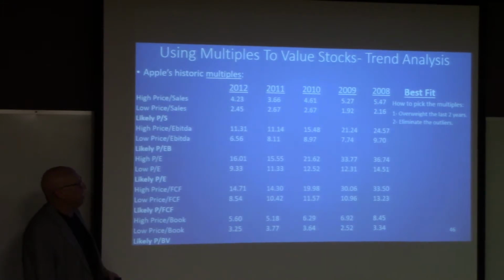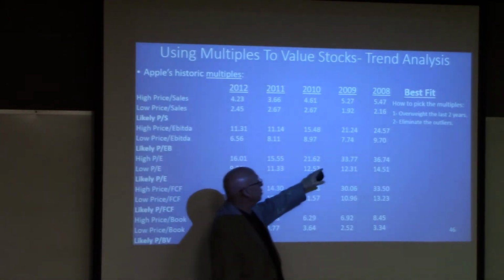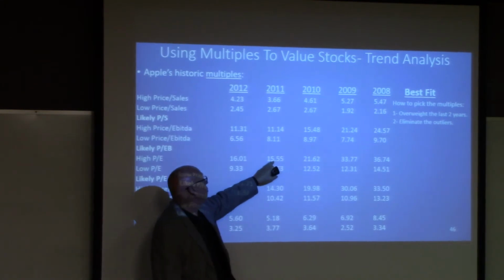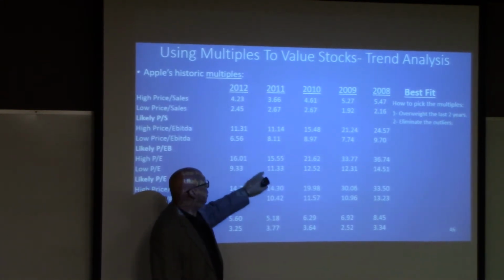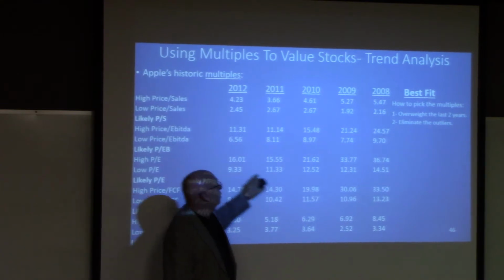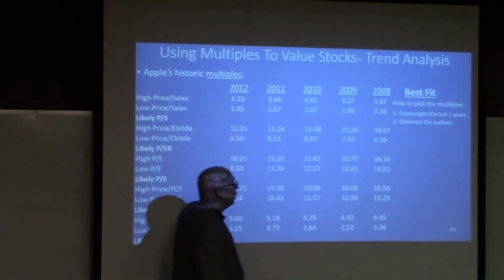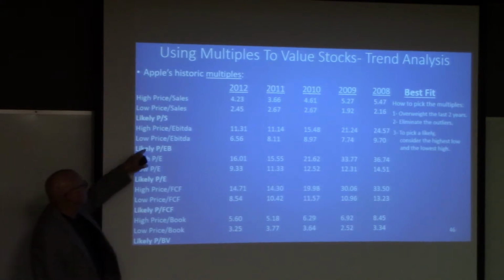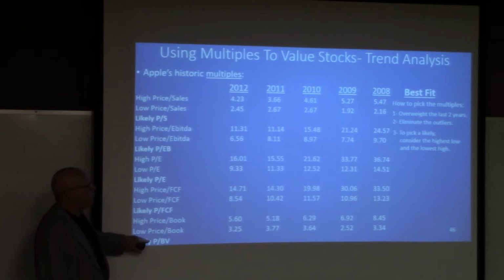Now we're going to eliminate the outliers. Okay, what's an outlier? An outlier is a number that clearly does not belong. The highest high looks a little too high for me. This number may be a little too low. Down here, this number looks pretty low. This number looks pretty high. But what we're really looking for are things that just stand out that obviously do not belong. All right, once we eliminate the outliers, we'll pick a likely multiple for each, okay?